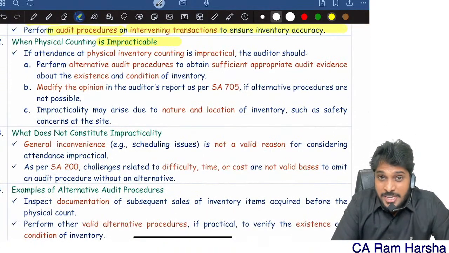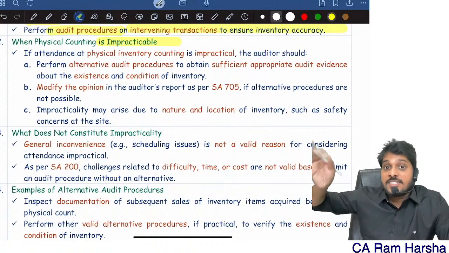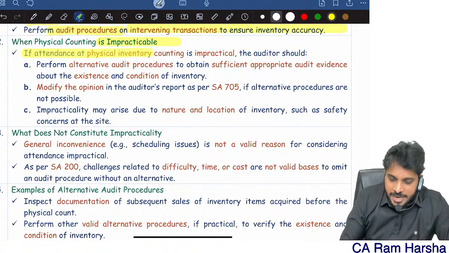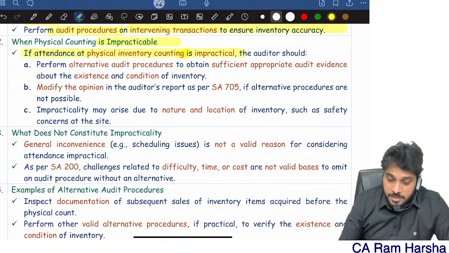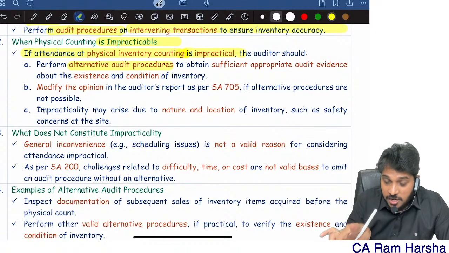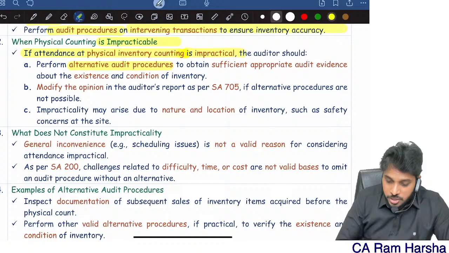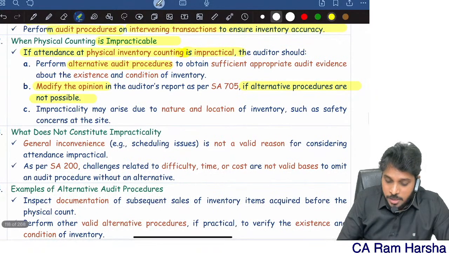Suppose attending inventory counting is impracticable, means what? You can't go there at all. Auditor, there is a threat. If attendance at physical inventory counting is impracticable, then the auditor has to obtain evidence through alternative procedures. Modify the opinion if alternative procedures are not possible.